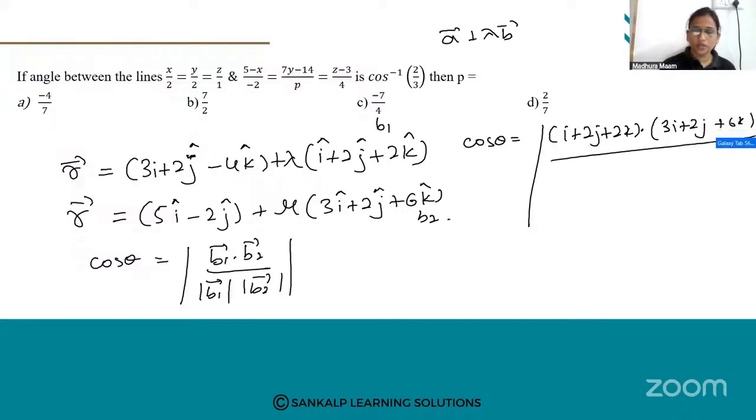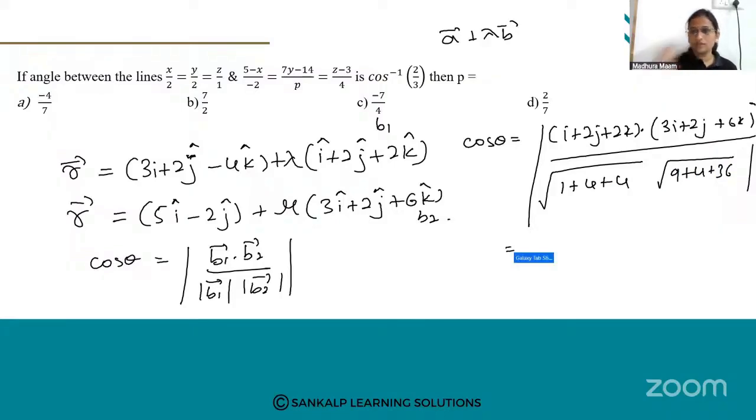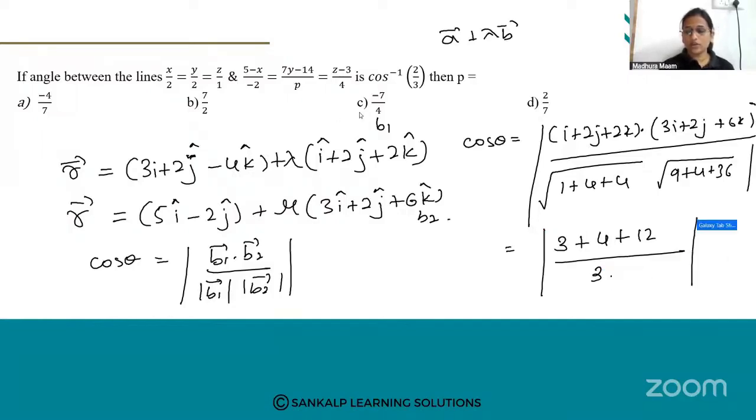divided by the magnitude. What are the scalar components here? 1, 2 and 2. So 1 square is 1, 4, 4. Here it is 9, 4, 36. Correct? We know how to find the dot product component-wise: 1 into 3 is 3, 2 into 2 is 4, 6 into 2 is 12. This is square root of 9, which is 3. This is square root of 49, which is 7.